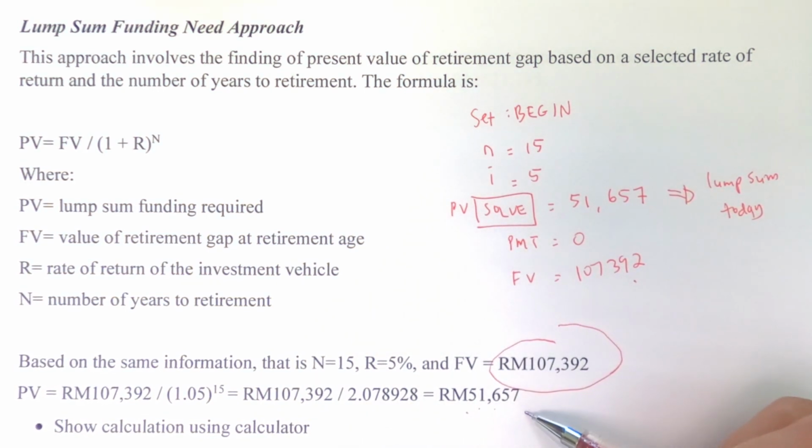So the value of the amount today is 51,657. In case the client would like to have this lump sum funding, which means that if the client is able to come up with 51,657 today, this amount will be able to cater for the shortfall of 107,392 at the age of retirement, that is another 15 years.